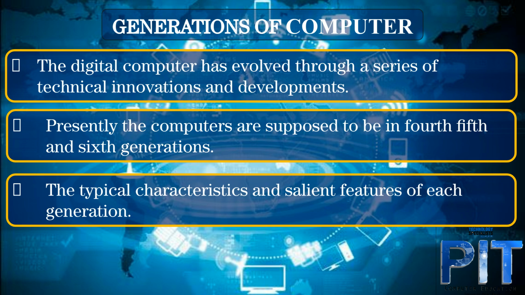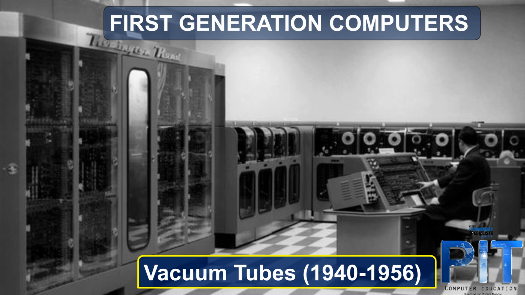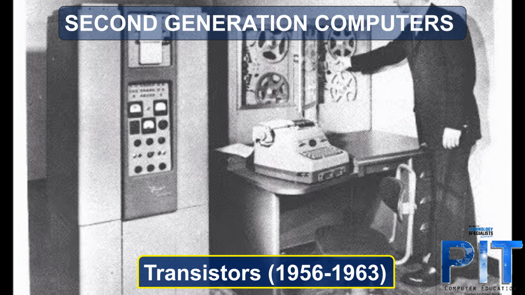Computers are currently considered to be in the 4th, 5th, and 6th generations. We will examine the typical characteristics and features of each generation. The first generation of computers, from 1940 to 1956, utilized vacuum tubes. The second generation of computers, spanning 1956 to 1963, saw the introduction of transistors.